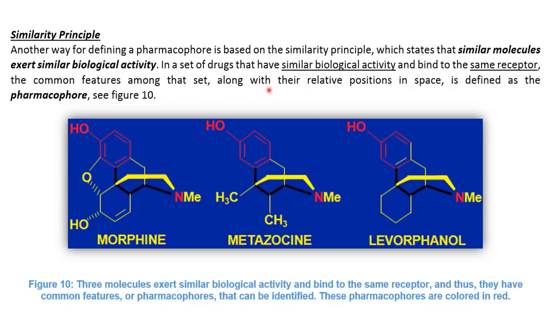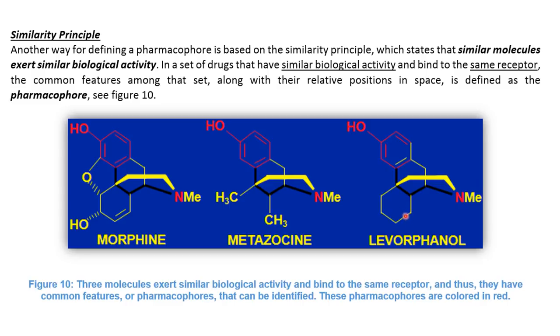Another way of defining the pharmacophore for a number of active drugs is using the similarity principle. The similarity principle states that drugs that have similar biological activities and bind to the same receptor should have common features among them. These features are defined as the pharmacophore. Let's look at this example here.